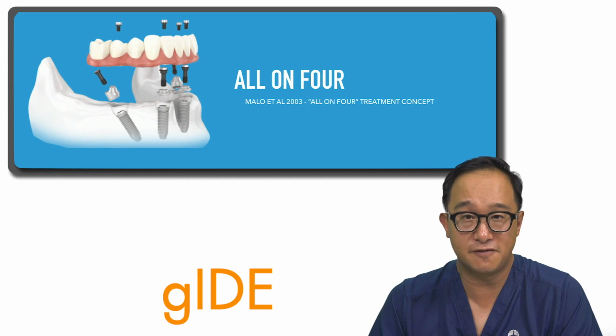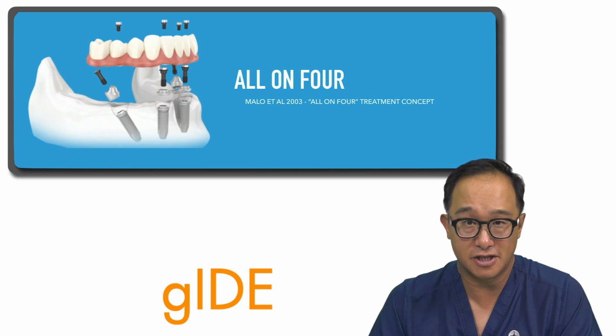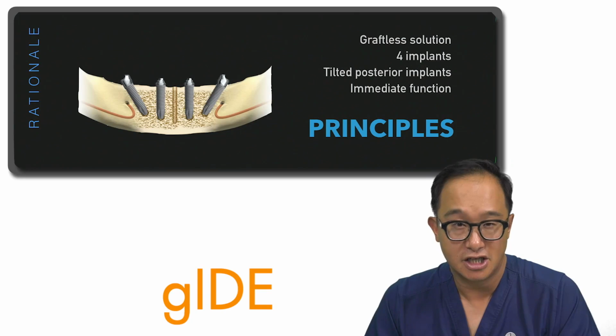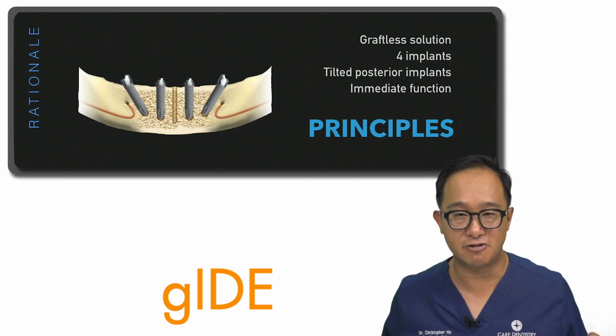Lastly, I'm going to talk about the all-on-4 treatment concept. And all-on-4 has been a very popular concept that was really developed by Paolo Malo in 2003. So the principles behind the all-on-4 approach was that it was a graftless solution. It was to avoid having to carry out sinus augmentation or onlay grafting or even possibly nerve transposition. It was using 4 implants, and the most posterior implants were angled to avoid different anatomy. Also, you were able to provide immediate function with these 4 implants. And the 4 implants had to be spaced in the correct position.